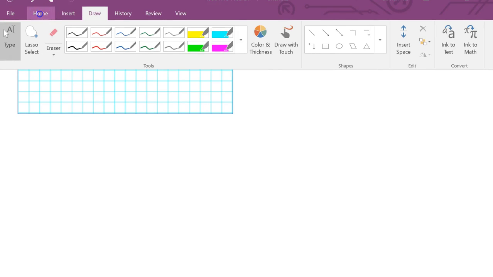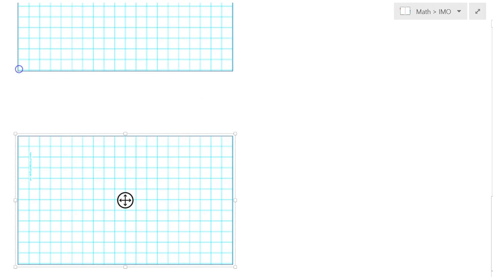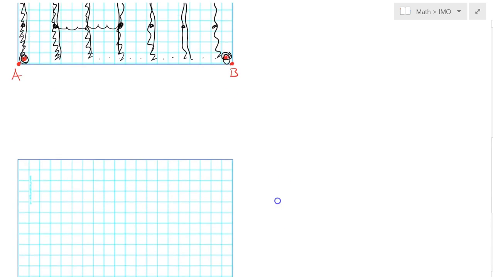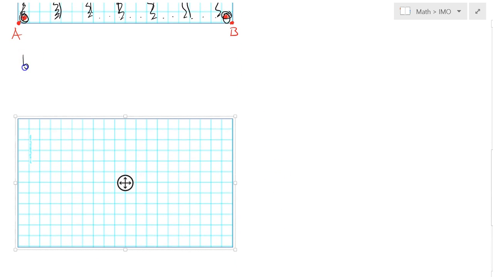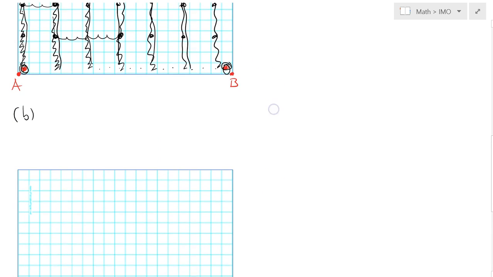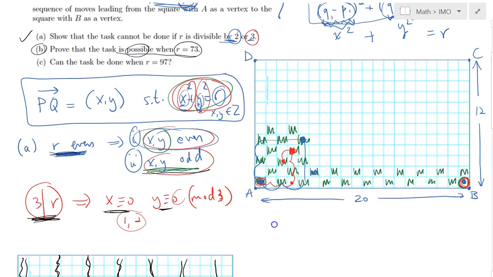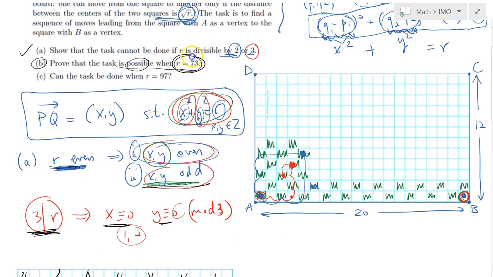In fact, I might need one more. Let me just copy another one here, paste. Okay, so I will make use of this later on. So now we are in part B. Show that R equals root 73 works. So this would imply that R squared is 73. Wait a second. R is itself 73.